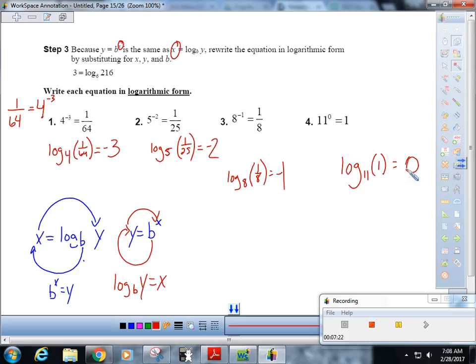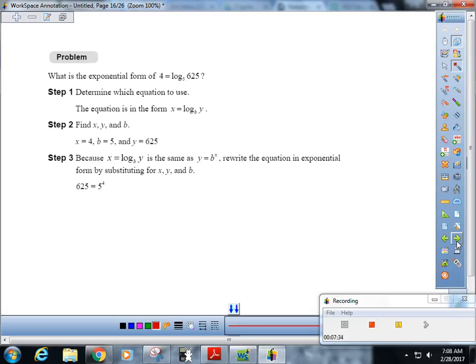So there's your start. After the video is done, you'll come back in and finish the next ones by yourself. So now we're looking to go the other way. So if it looks like this, remember it's 5 to the 4th equals 625. This is your base. The exponent is by itself. Okay?